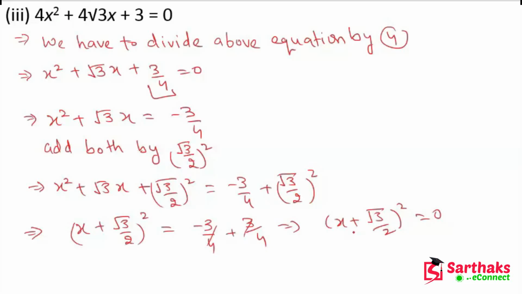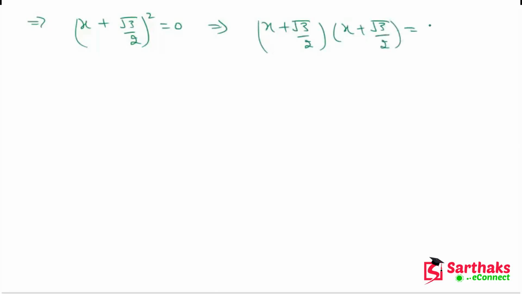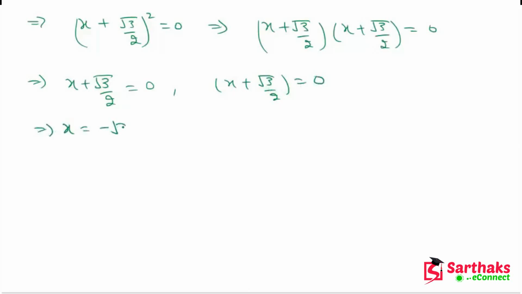Okay, my dear friends, I hope you get this point. So now let's move on. So we have x plus root 3 upon 2 whole square is equals to 0. So we can write it as x plus root 3 upon 2 into x plus root 3 upon 2 is equals to 0. So for finding the root, we put x plus root 3 upon 2 equals to 0. So from this we get x is equals to minus root 3 upon 2.